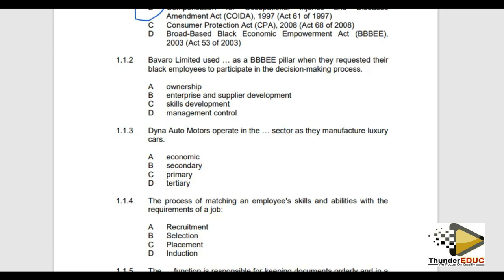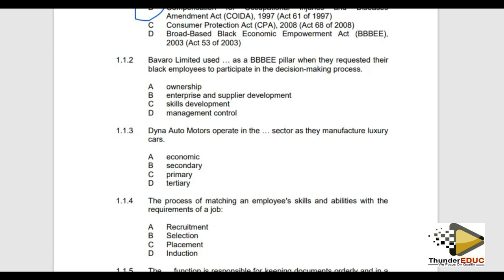Option D is management control. So black people also, before the ANC came into power, during that apartheid era, were not allowed to occupy any managerial positions. They were always down there where they report to management, be it first line management, second line management, or top line management.